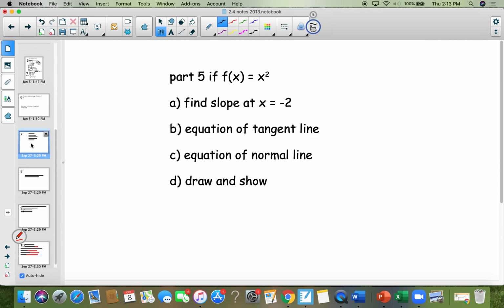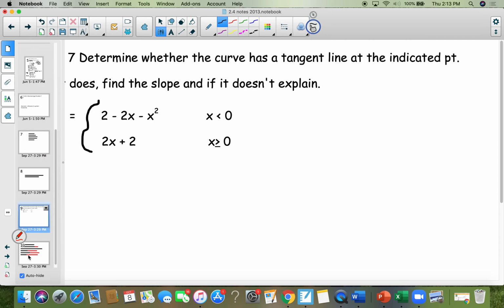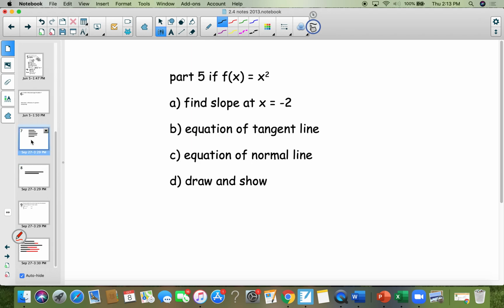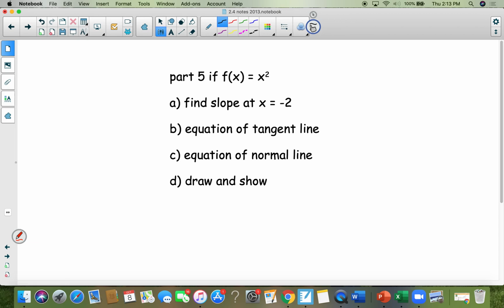Same concept. If f of x equals x squared, find the slope at x equals negative 2, find the equation of the tangent line, find the equation of the normal line, draw and show. That's pretty much the exact same problem that we just did. Maybe I can make it x squared plus 3 instead of just x squared. Should we do another one?